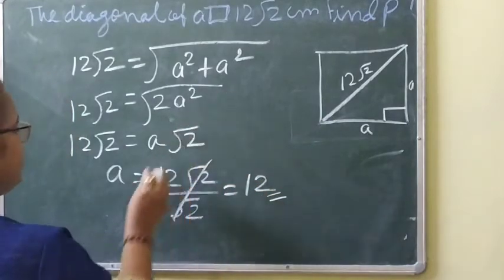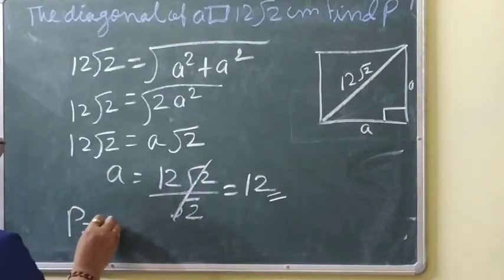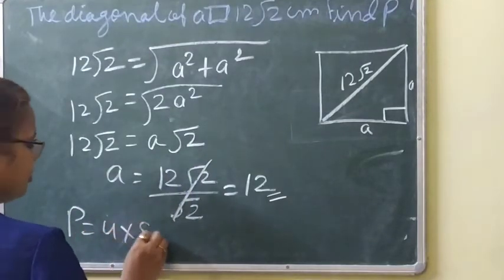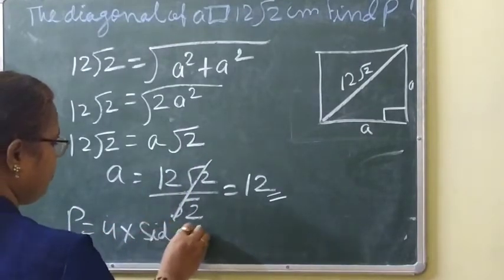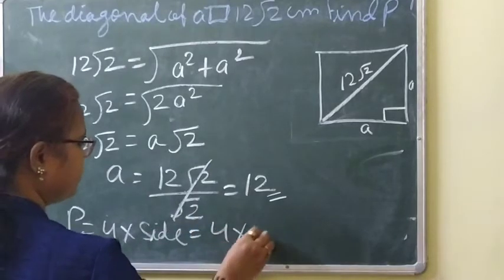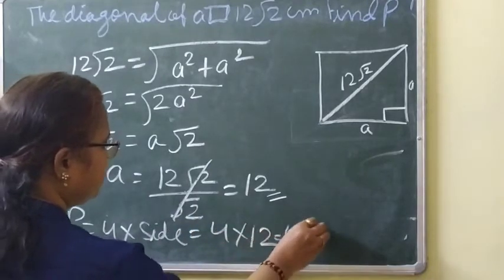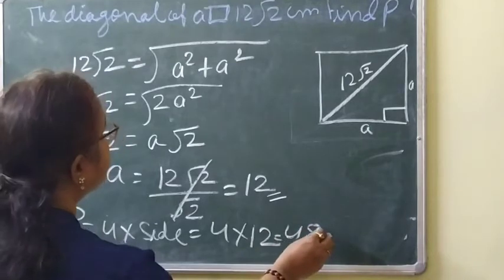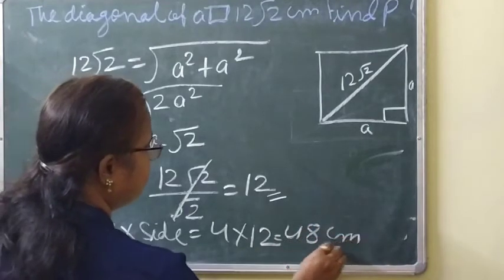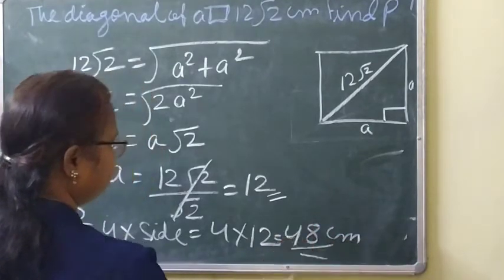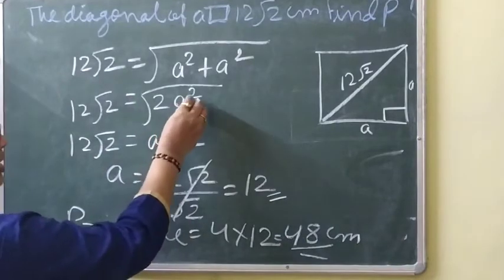So side is what? 12. What we have to find out? Perimeter. Perimeter is equal to 4 into side. What is side here? 12. So answer will be what? 48 centimeter. Clear?